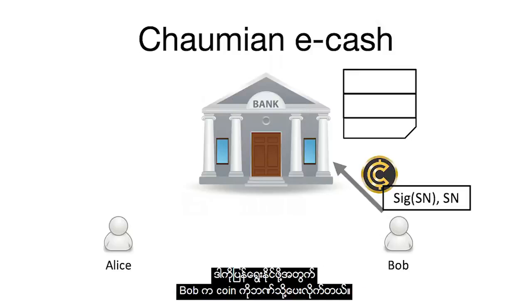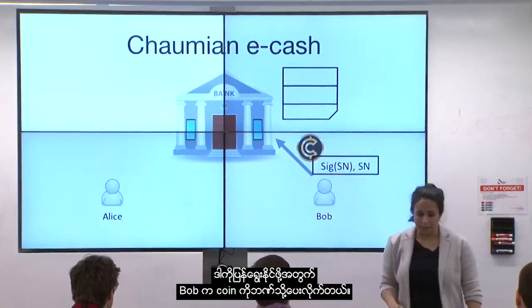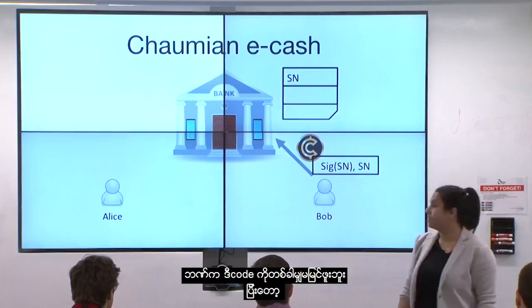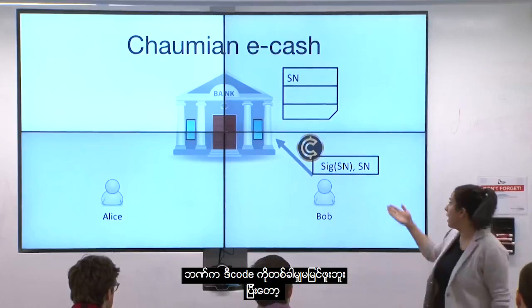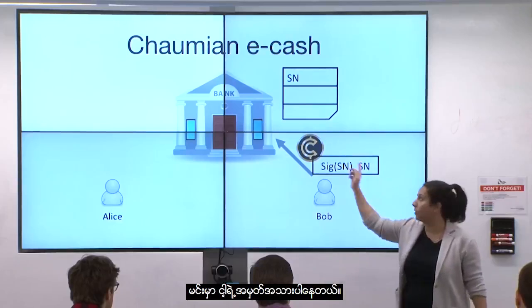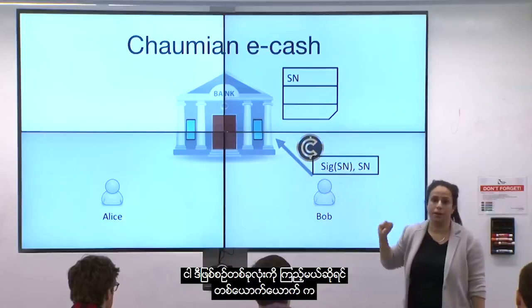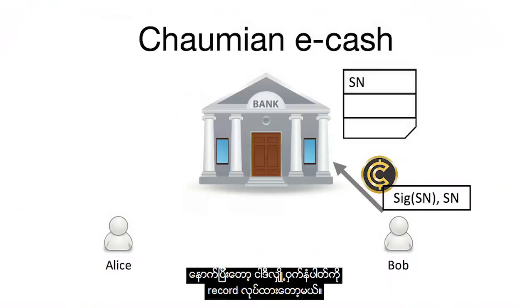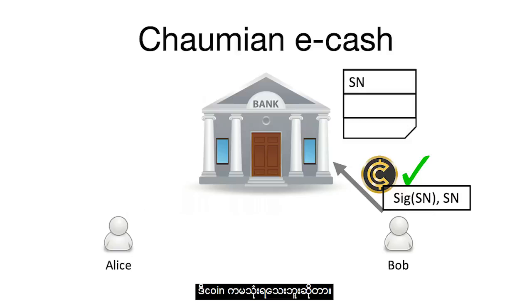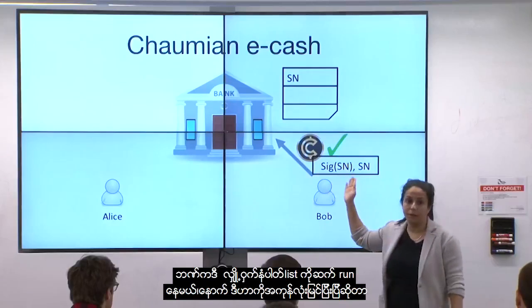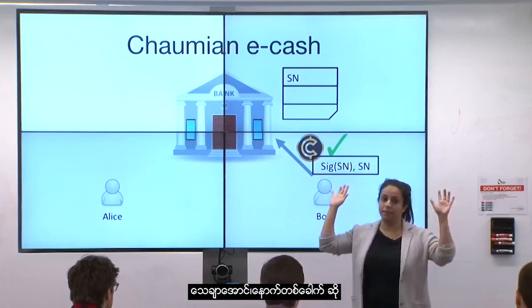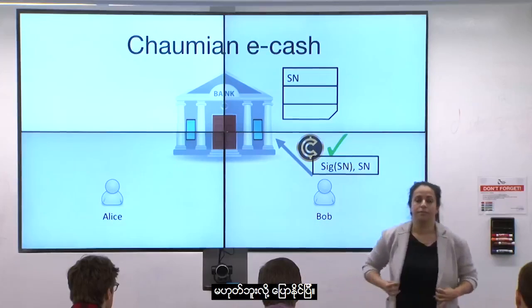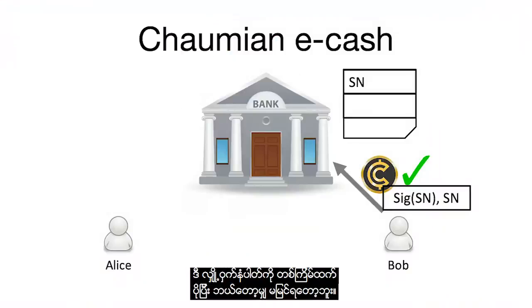In order to redeem this, Bob gives this coin to the bank. The bank says, okay, I've never seen this secret number before, and you have my signature on it, so I'm going to assume that I went through this process with somebody and signed something, and now I'm going to record that secret number. Once that happens, Bob can be sure that this coin hasn't been spent before. The bank keeps a running list of all the secret numbers it's seen, and it makes sure that if it ever sees one again, it can say, no, this is not correct. I should never see a secret number more than once.